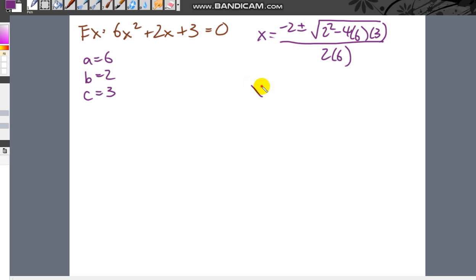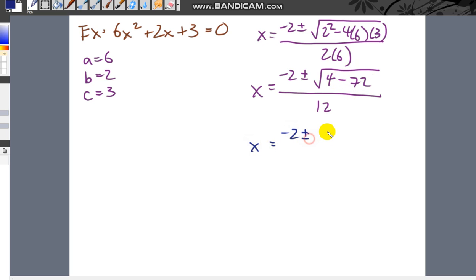There we go. So x equals negative 2 plus or minus the square root of 2 squared. 2 times 2 is 4. 4 times 6 is 24. 24 times 3 is going to be 72. So we have a 72 right here. Then we divide this by 2 times 6, and that's going to be 12. Okay, so next, we have 4 minus 72. 4 minus 72 is going to be a negative 68. We divide that by 12.